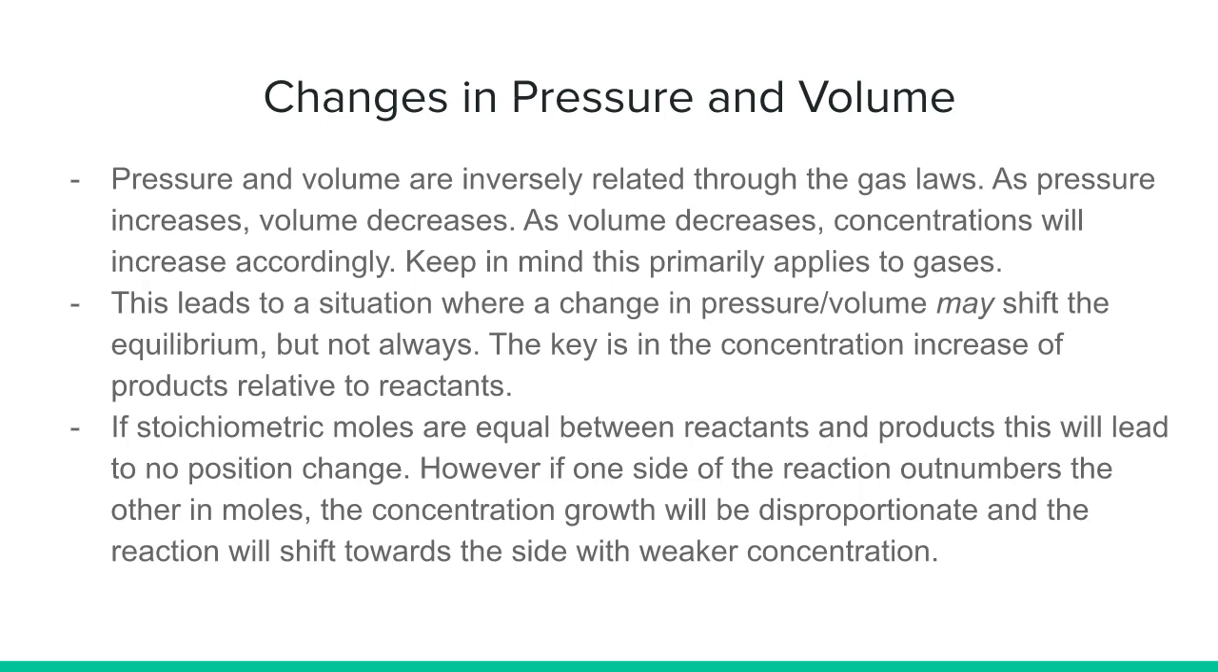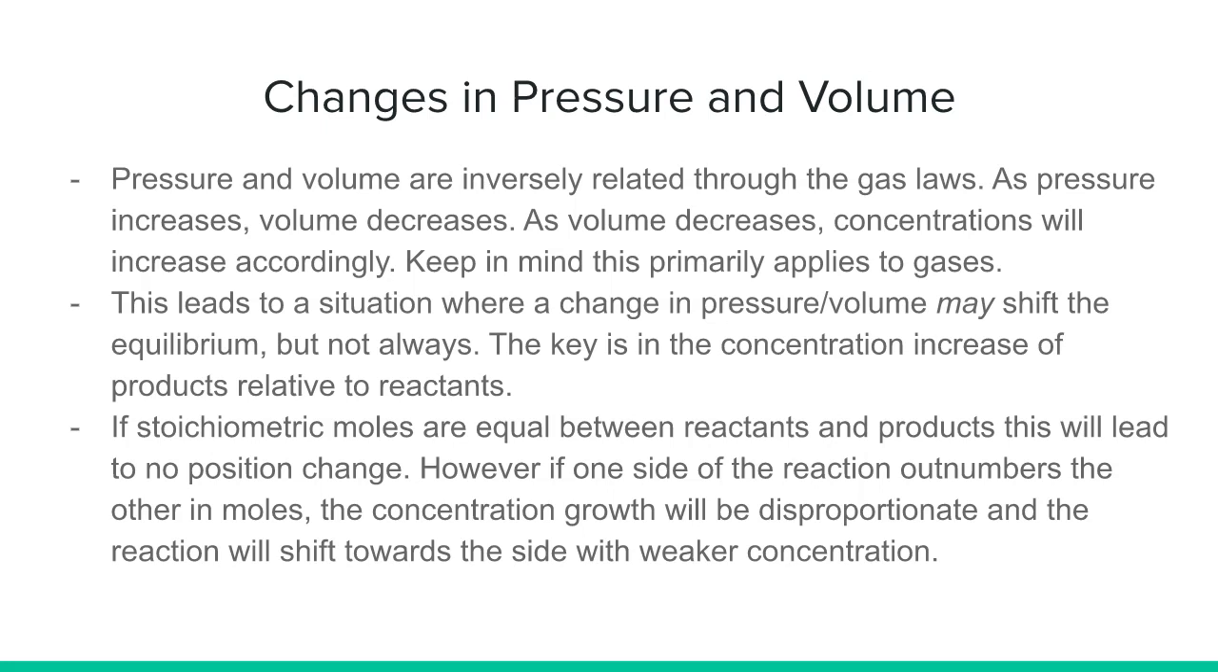So the key is going to be in the concentration increase of products relative to reactants. Keep in mind, we have stoichiometric ratios in these balanced equations. When we have these stoichiometric ratios, those values are pulled out of the balanced equation and they are used as exponents for the products and reactants that they are found next to. So that means if I'm going to change the concentrations by changing the pressure or the volume, I may change those concentrations exponentially compared to others. It depends on if everything is equal on both sides as far as stoichiometric moles.